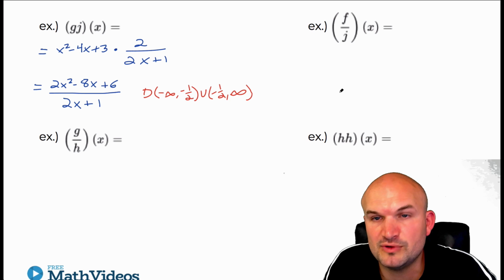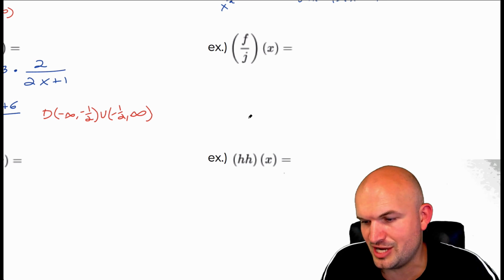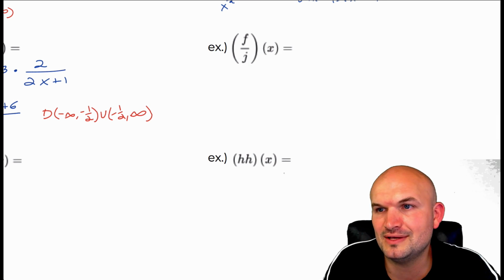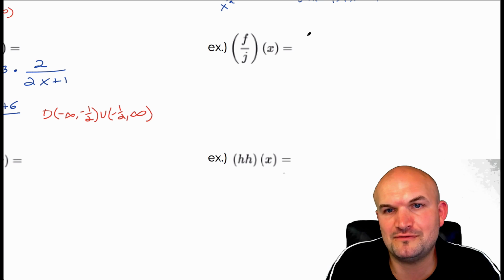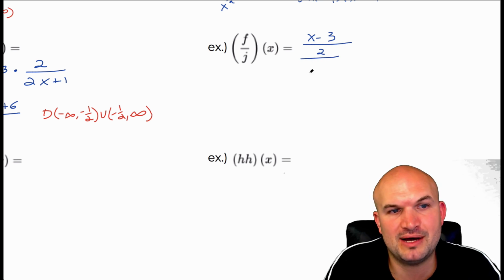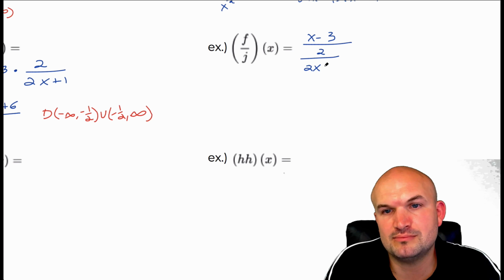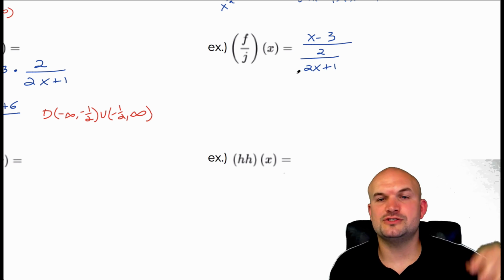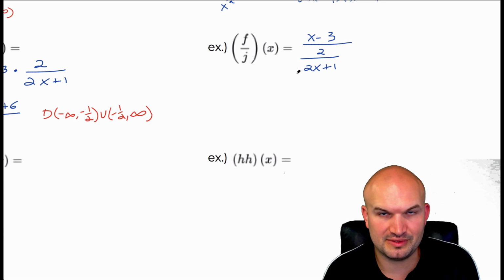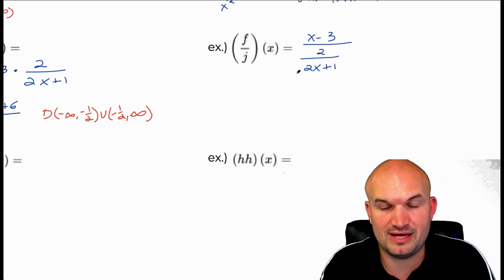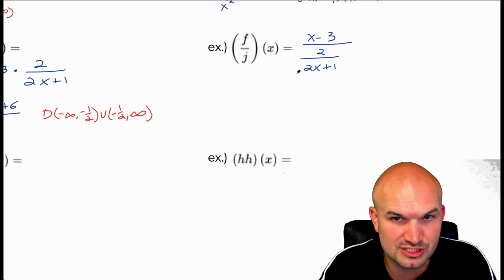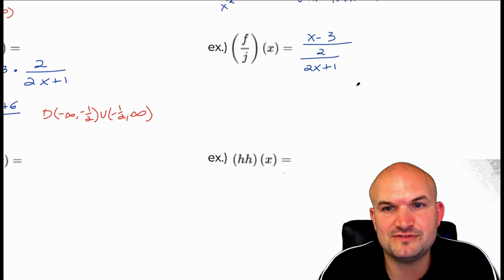All right, moving on to f divided by j. I like this one. So in this case, we have f, which is x minus 3, divided by j, which is 2 divided by 2x plus 1. Okay, so when we're looking into the division, there's a couple of things going on here. We have two different denominators, right?